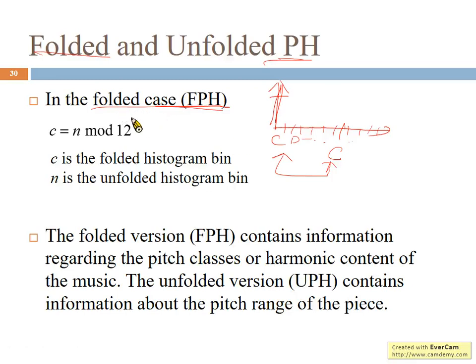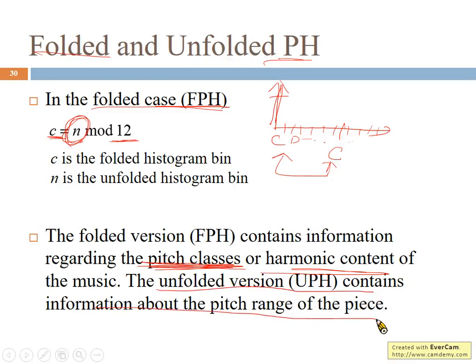Therefore, the folded pitch histogram is obtained simply by quantizing all musical notes n. We take n mod 12 corresponding to C, and by doing so, we can accumulate all the amplitude or energy corresponding to do, do, do, do. We accumulate them together, and this is the so-called folded pitch histogram. The folded version contains information regarding the pitch class, or harmonic content, and the unfolded version contains information about the pitch range of the pieces. Therefore, they have different characteristics and different targets.